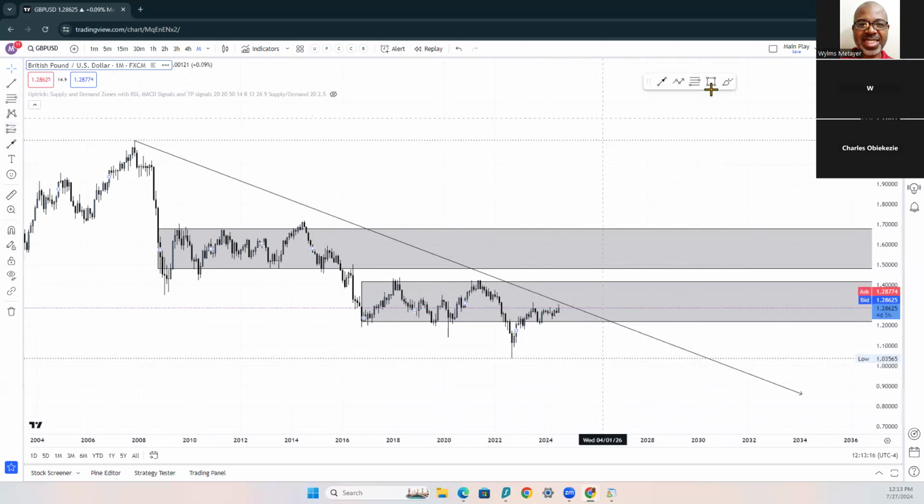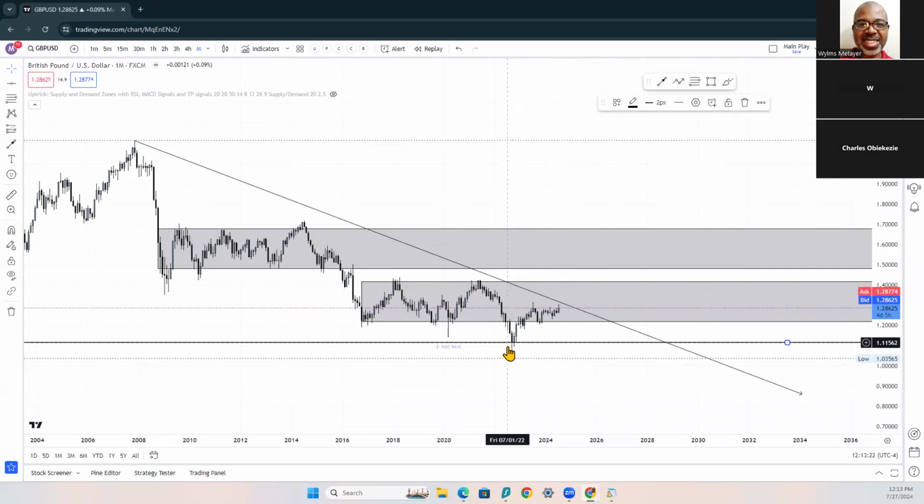So we put a horizontal line below this low right here. We want to get in the market and look for a lower low, something that will break this area to continue its journey lower. Okay. So yeah, that's where the bottom is.